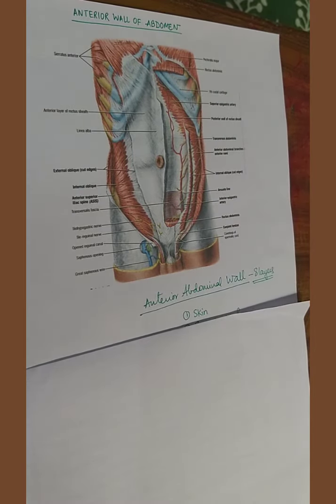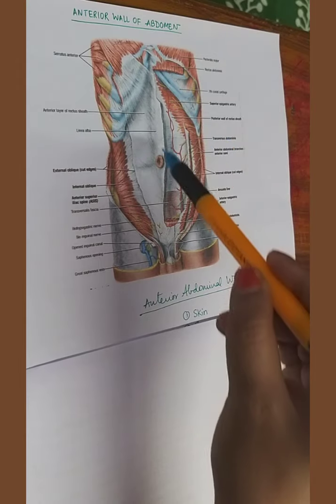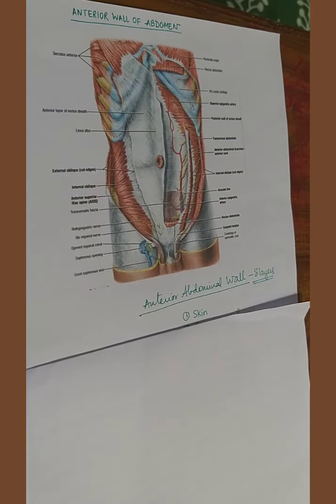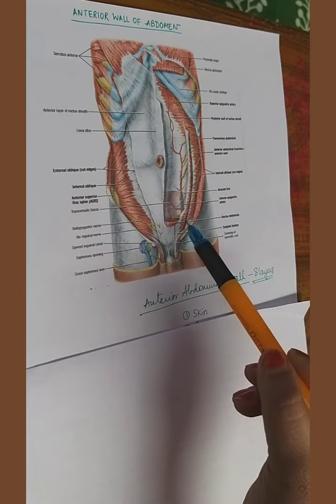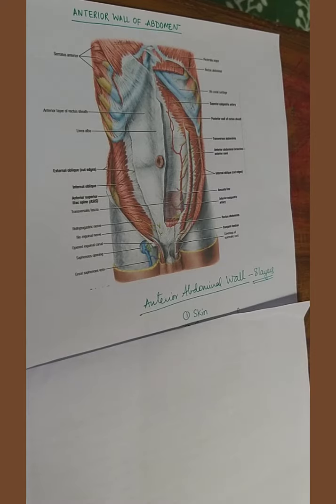Now, the skin of the anterior abdominal wall presents a median longitudinal groove overlying this linea alba. Similarly, there are two other curved grooves on each side of the linea alba overlying the linea semilunaris, and as usual they have a convexity directed laterally, corresponding to the lateral border of the rectus abdominis muscle.